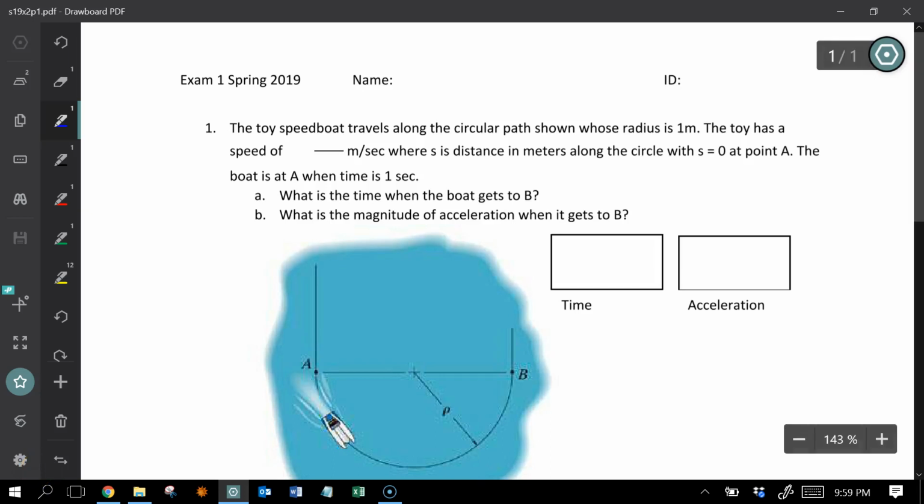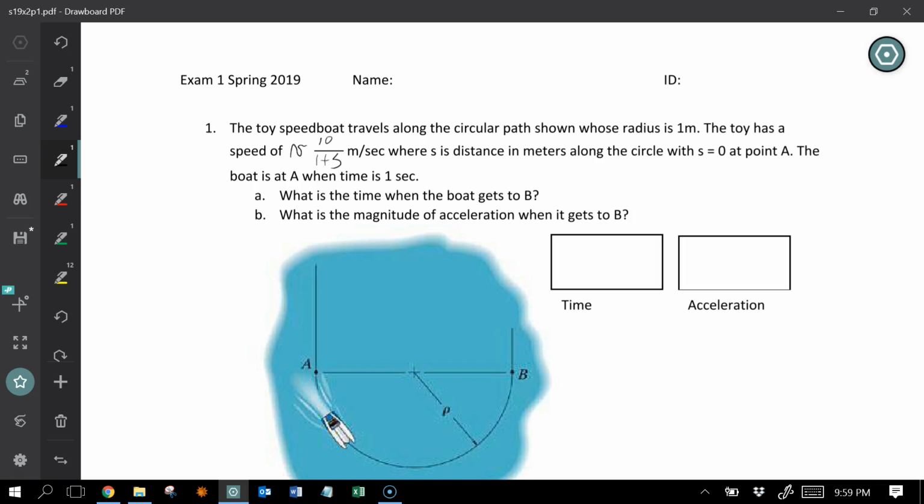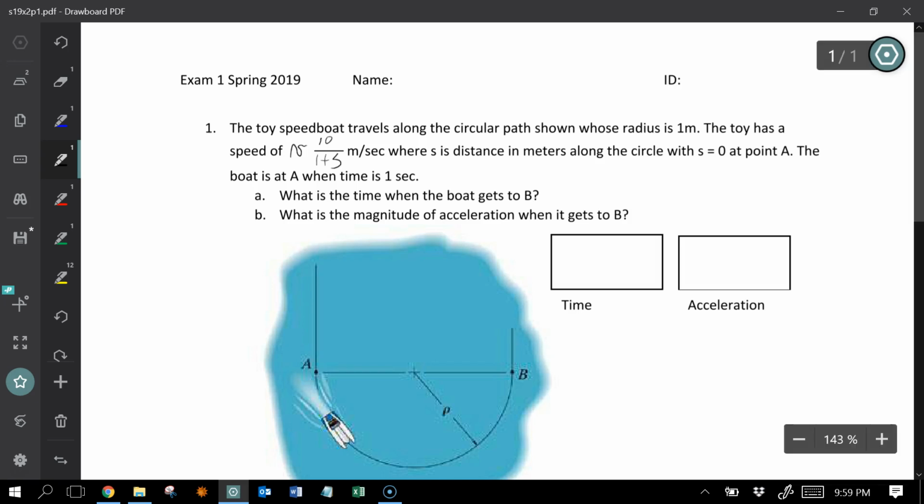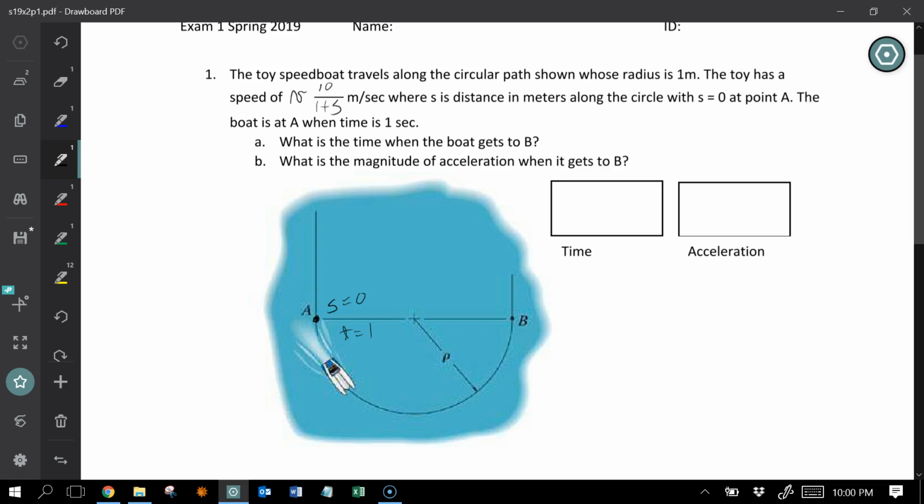Well, I don't know why this didn't print properly, but this says speed of v, and the equation is 10 over 1 plus s. Okay, so a toy speedboat travels along a circular path. Radius is 1. The boat has the speed of this, where s is given in meters along the circle, just like usual. s equals 0 right here, and the time right there, this is s equals 0, and the time here is 1 second. Okay, so they want to know what is the time when the boat gets to B.